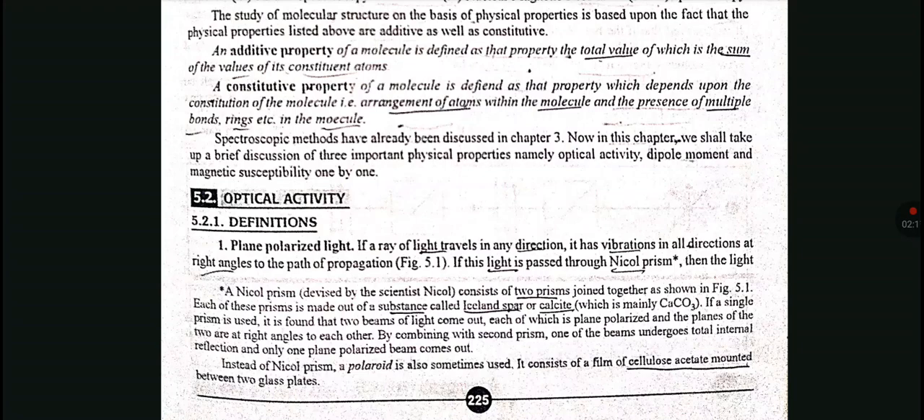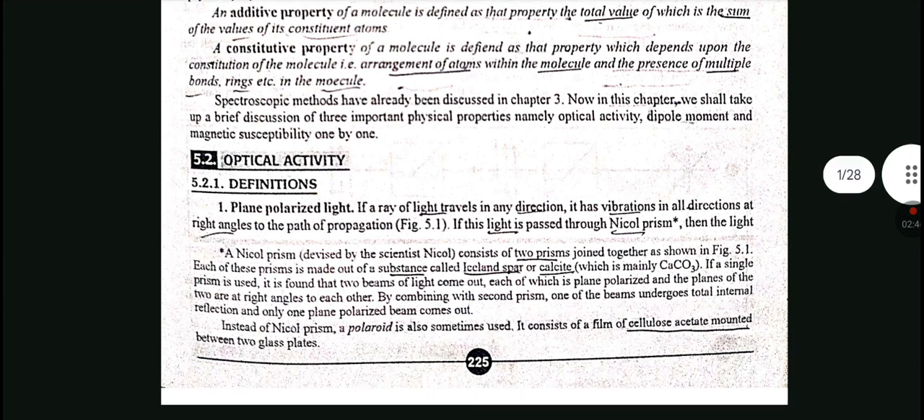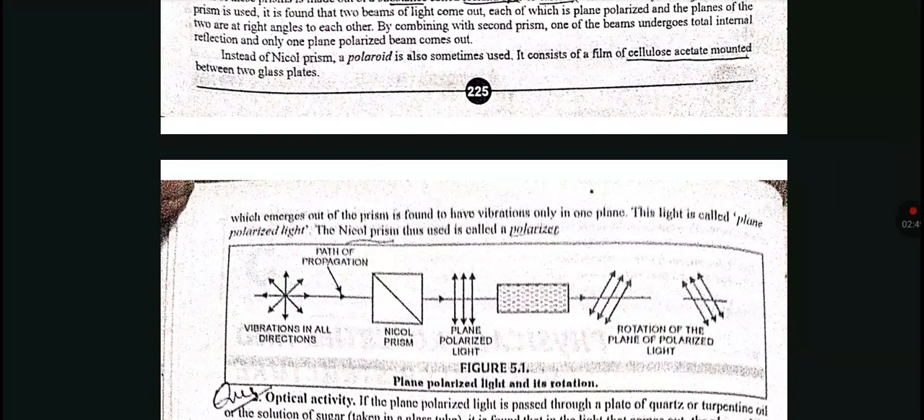it is found that two beams of light come out, each of which is plane polarized, and the planes of polarization of the two are at right angles to each other. By combining with a second prism, one of the beams undergoes total internal reflection, TIR, and only one plane polarized beam comes out. Instead of a Nicol prism, a polaroid is also sometimes used. It consists of a film of cellulose acetate mounted between two glass plates. The light which emerges out of the prism is found to have vibration only in one plane. The light is called plane polarized. The Nicol prism, thus used, is a polarizer.